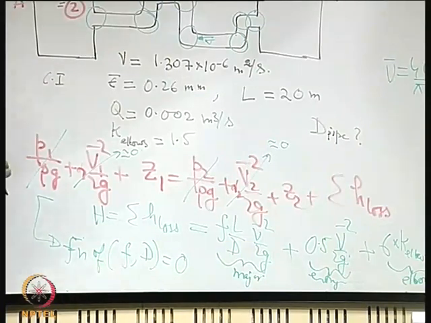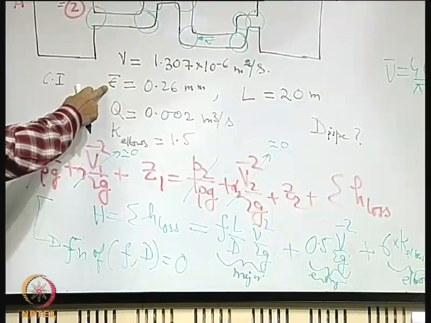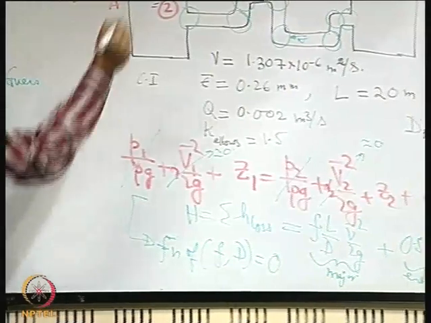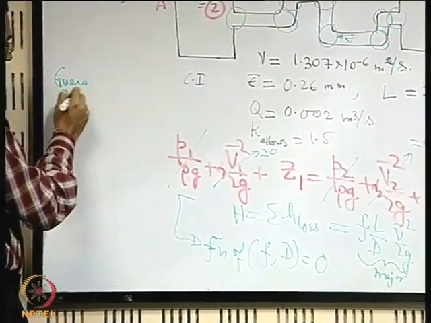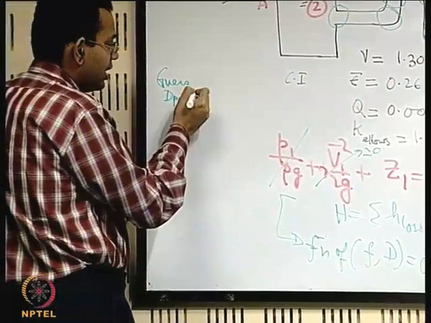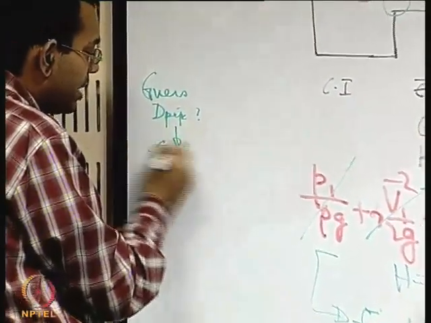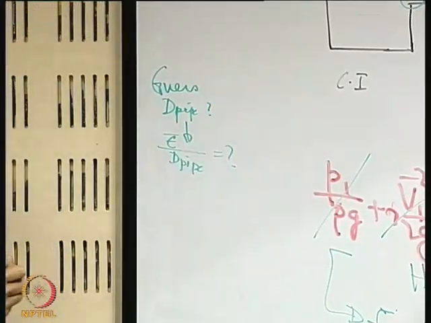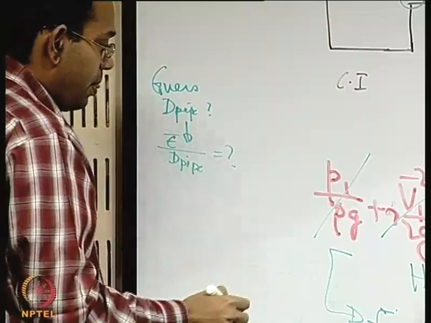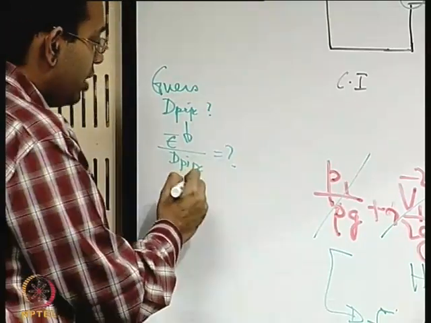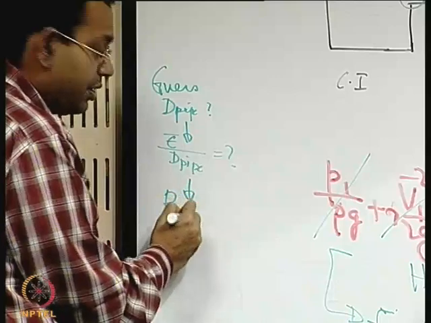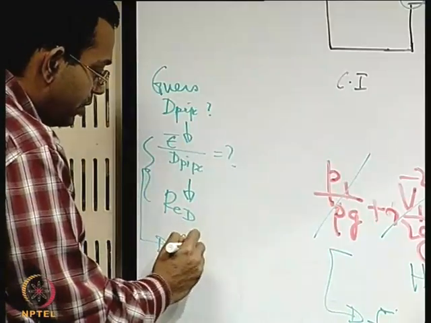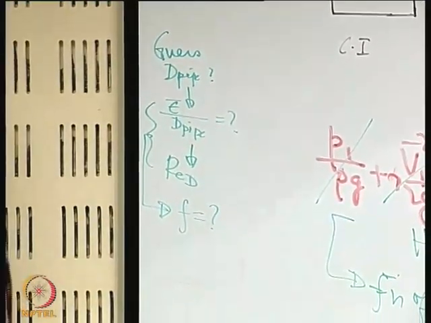So how do you then go ahead? What extra information do you have? You have information on the epsilon. So what you may do is guess a value of the diameter of the pipe. If you guess a value of the diameter of the pipe, that will give you epsilon by the diameter of the pipe. And then you can calculate the Reynolds number based on the diameter of the pipe, and these two together should give you a value of f from the Moody diagram.